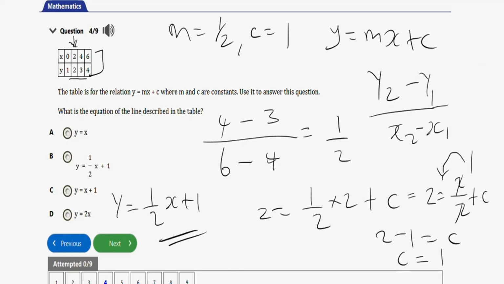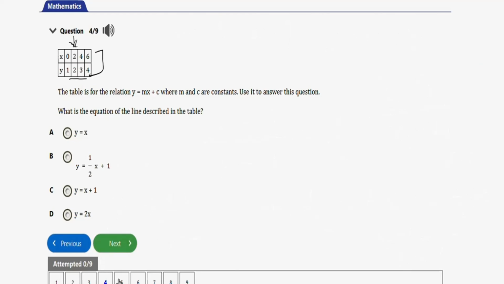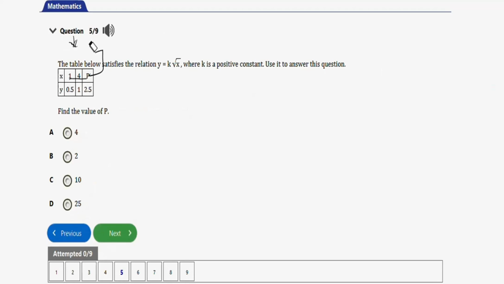Let's wipe this now, solve the next repeated question. So the next repeated question will be this one. Let's remove this, guys. So it says the table below satisfies the relation y equals k square root of x, where k is a positive constant. Use it to answer this question. Find the value of b. Okay, in the previous version of this question, we looked for the value of k, but here we're looking at the value of b.